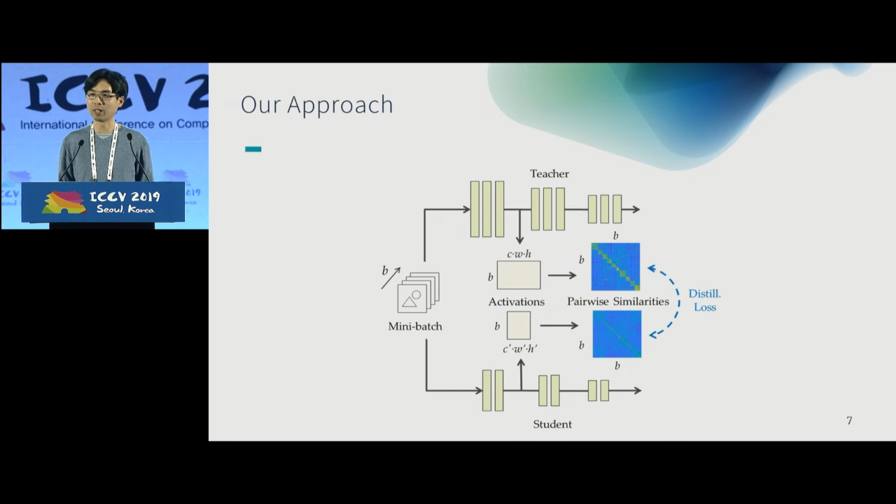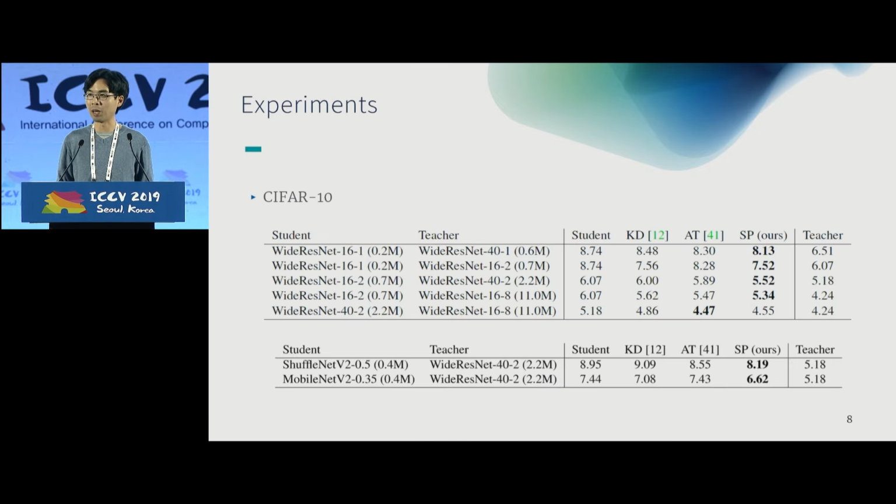This figure illustrates the overall procedure. Given an input mini-batch of B images, we derive B by B pairwise similarity matrices from the output activation maps. We then compute a distillation loss on those similarity matrices produced by the student and the teacher. And we can notice here that the student is not required to mimic the representation space of the teacher, which might be a difficult task if the capacities of the student and teacher are very different, but rather to preserve the pairwise similarities in its own representation space.